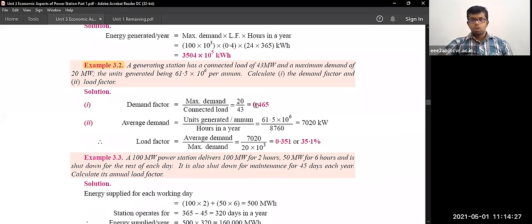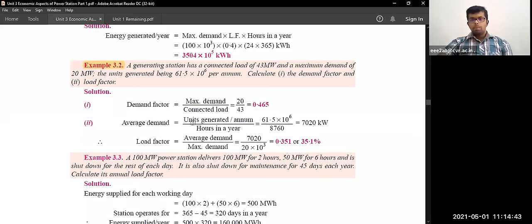So demand factor is 0.465. Okay, so next is average demand. Average demand is nothing but units generated per annum divided by hours in a year.